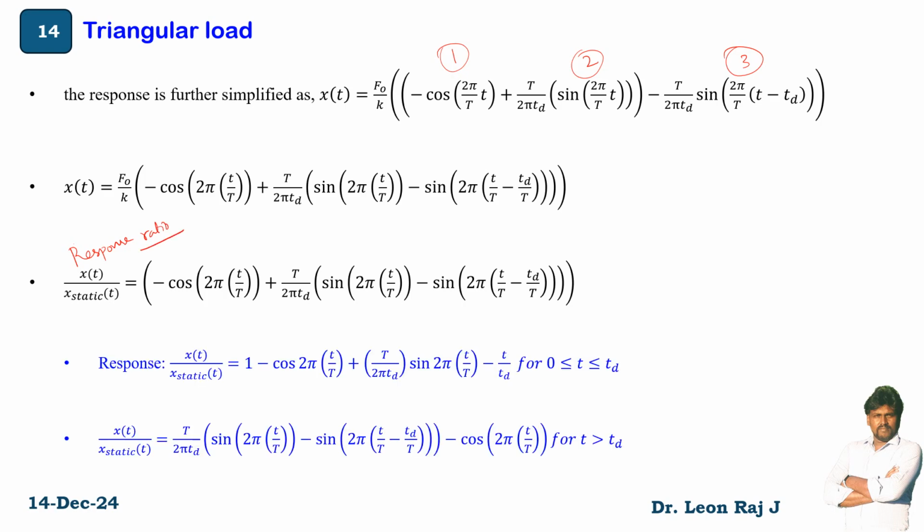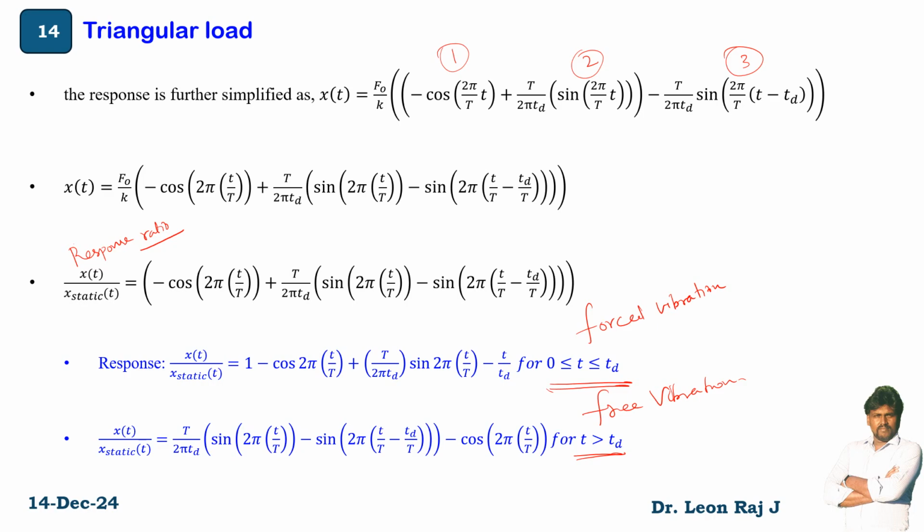So we get two responses, right? One is the forced vibration response. Another one is the free vibration response. For a time period 0 to Td, and for a time period t greater than Td. So x of t by x static, that is the response ratio, is equal to 1 minus cos into 2 pi small t by capital T plus T divided by 2 pi Td into sine into 2 pi small t by capital T minus small t divided by Td.